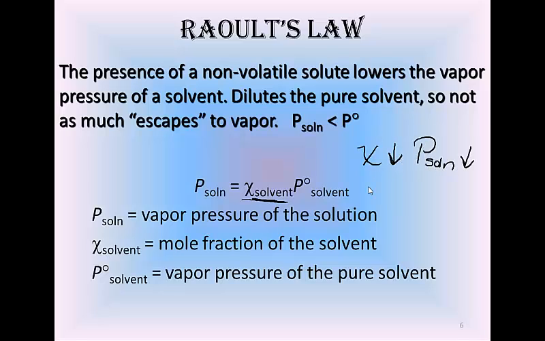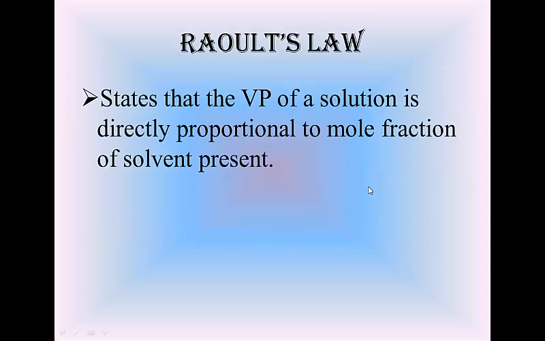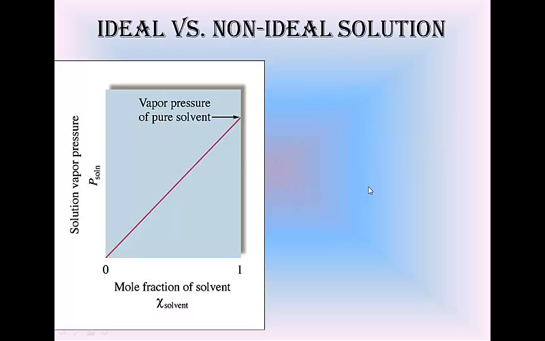Three variables, the pressure units don't matter. There are no units for mole fraction. Please don't leave it as a fraction. The vapor pressure of the solution is directly proportional to the mole fraction of the solvent present. As this mole fraction goes down, as the quantity of your solvent goes down, your vapor pressure above the solution will go down. All right, take a look at this graph.